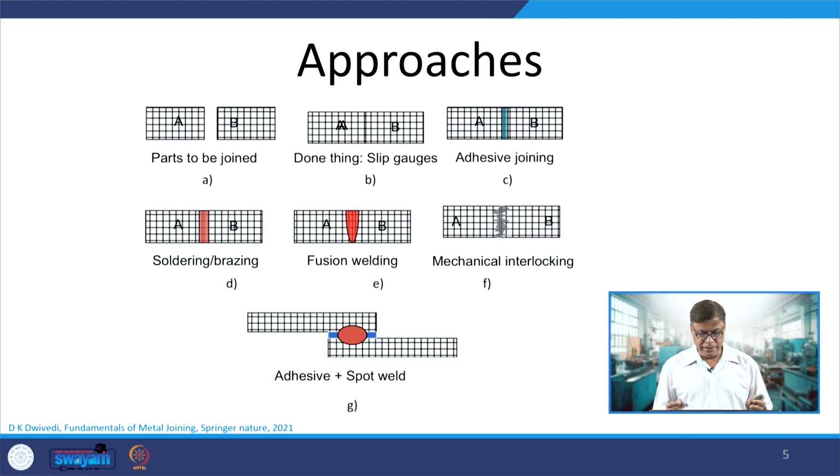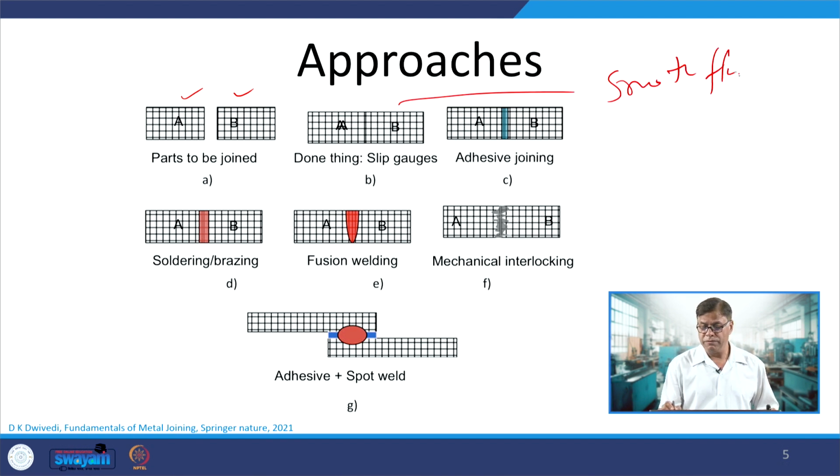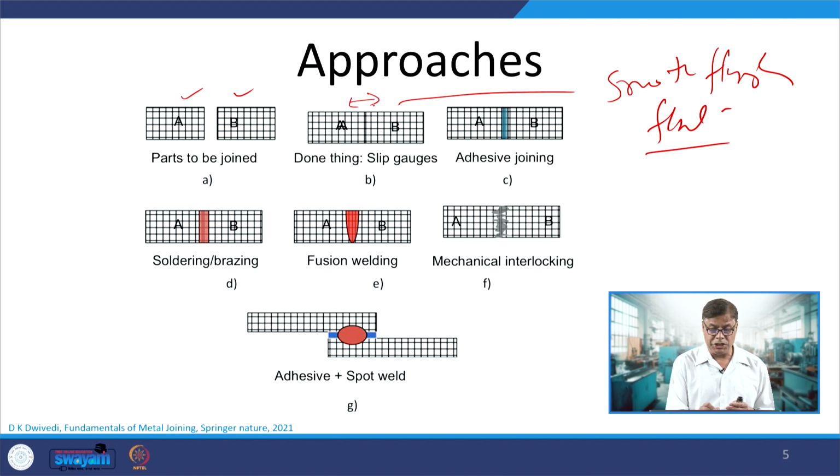Like, simply here, just to give the idea, A and B are the two parts to be joined. So, they are initially in separate condition. If the components are very smooth, very finished and flat, then the moment you put them together, they will hold each other without doing anything extra. But the force that will be required to separate them will not be very high. They will offer a joint, but the joint will be weak.